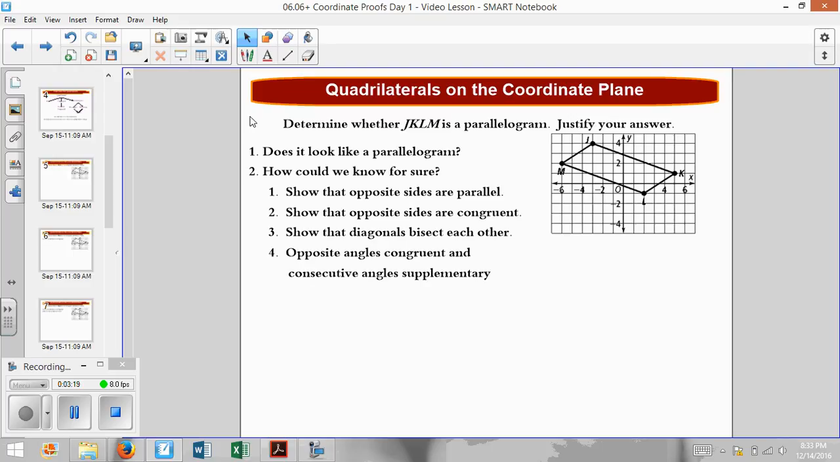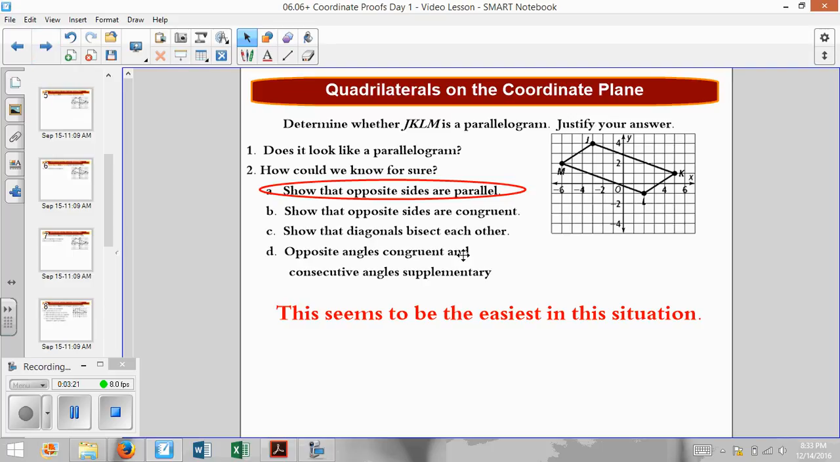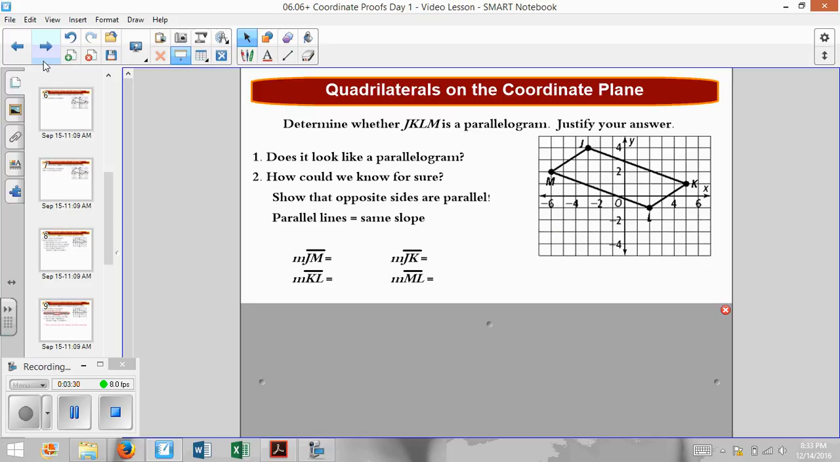So on this one, I have decided I would like to prove opposite sides are parallel. You could have totally chosen a different one, but this is what I'm going to go with on this example. Well, I know to prove things are parallel, I need to calculate the slopes. And if they're parallel, they will have the same slope. So all I'm going to do is count rise and run. There are no actual formulas or anything here, just count up and count over.